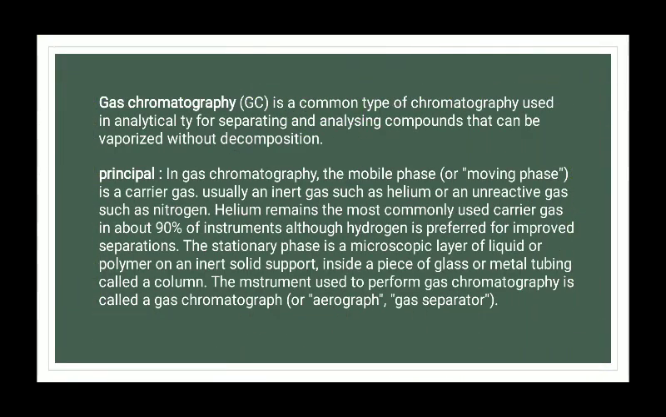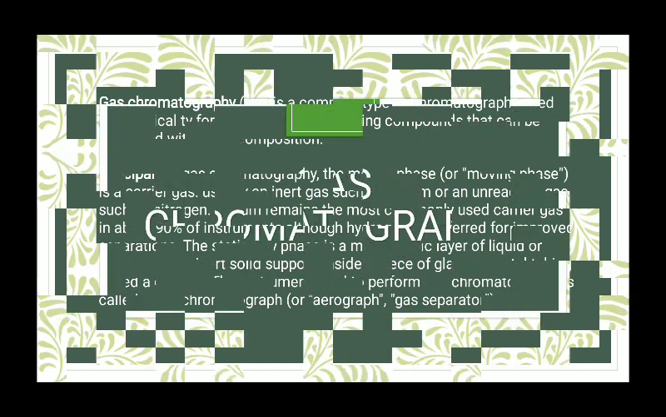Gas chromatography is a common type of chromatography used in analytical chemistry for separating and analyzing compounds that can be vaporized without decomposition. In gas chromatography, the mobile phase, that means moving phase, is a carrier gas. Usually, an inert gas such as helium or unreactive gas such as nitrogen. Helium remains the most commonly used carrier gas.